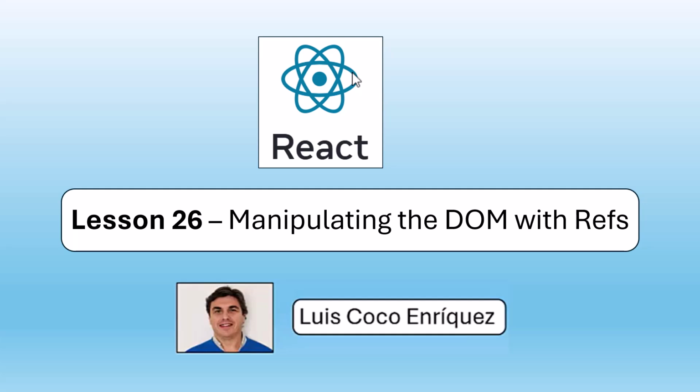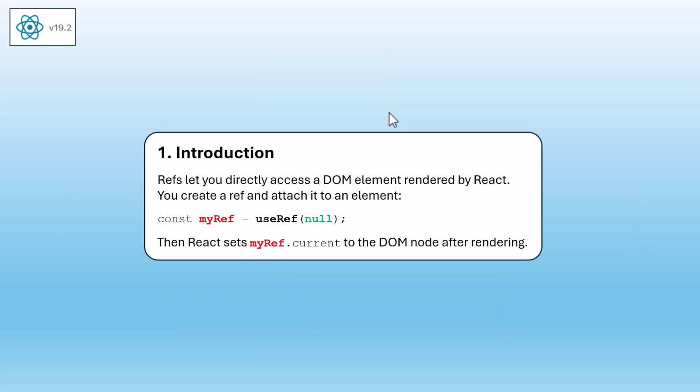Lesson 26: Manipulating the DOM with refs. 1. Introduction. Ladies and gentlemen, today we are exploring how to use references, refs, in a component-based UI library in order to access and sometimes manipulate elements of the rendered document. Although the framework takes care of updating the display for us, there are situations when we need a direct link to a rendered node, perhaps to focus it, scroll through it, measure it, or otherwise interact with the underlying element. In this lesson we will learn when, why and how to use refs thoughtfully.